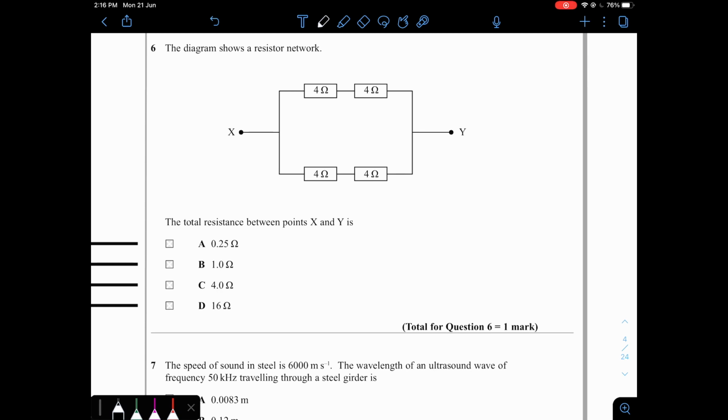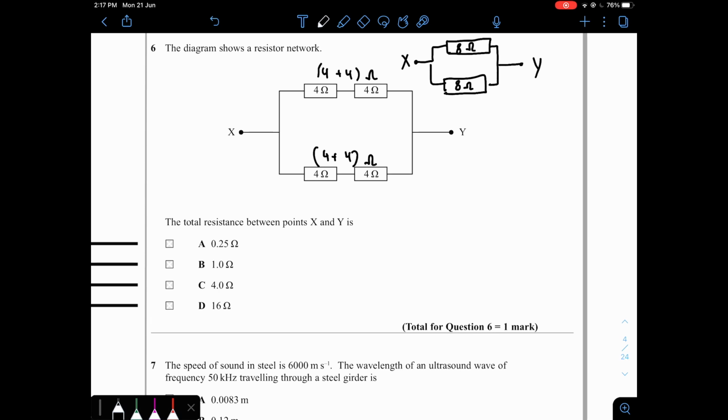Okay, so because they're in series, we can make this another separate circuit. We can say this instead is 8 ohms, and this is also 8 ohms. Where did I get the 8? I added the 4 and 4 together, and the 4 and 4 together to get 8 ohms, because they're in series and we can add them.